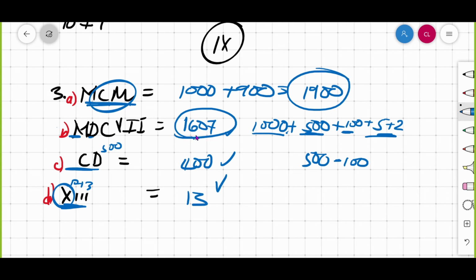MDCVII 1607, CD 400, and XIII would have given us 13.